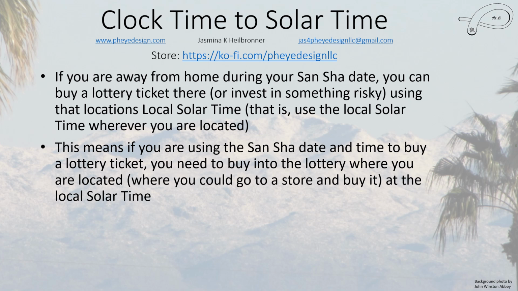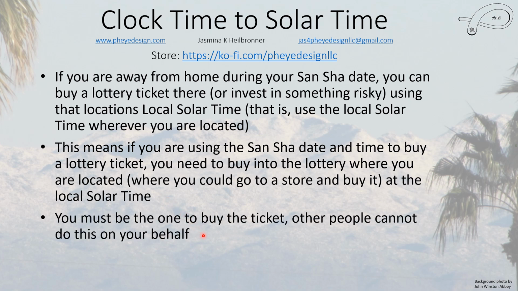Now, if you are at home and you can purchase a ticket online for your local lottery, you could do it from home at the solar time and buy a local ticket. You could do that, but I'm talking about the local time, where if you were going to go out to the store and buy it, it would be the same thing. And again, I'm going to emphasize this one more time. When you buy this, if you're going to use the San Sha Windfall Wealth date, you must be the one to buy the ticket. Other people can't do this for you. And you buy one ticket, one set of numbers for one draw, because you are putting all that San Sha energy into one single set of numbers. That's much more powerful than trying to spread it out.